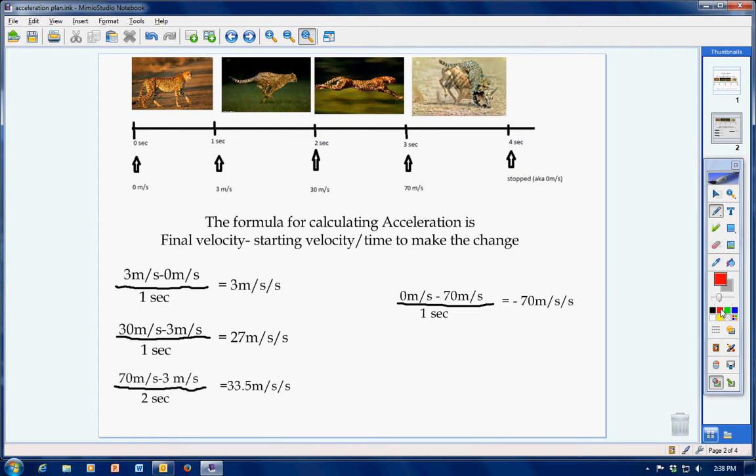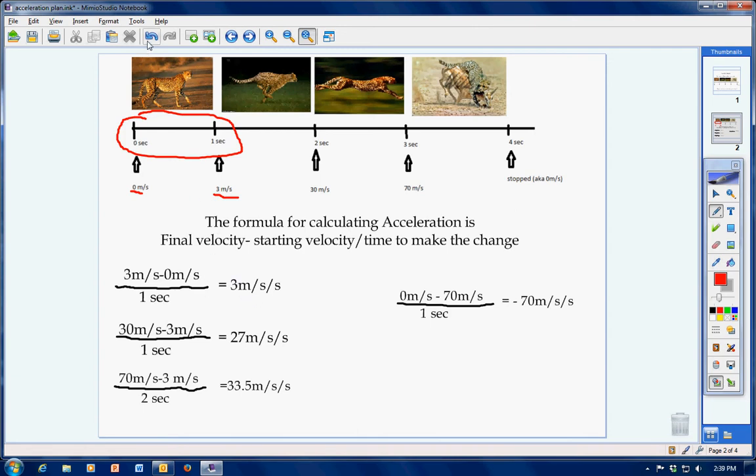If I'm looking at just this little bit right here, then I am looking at a final velocity of 3 meters per second, a starting velocity of 0 meters per second, and it's over 1 second because there's only 1 second of distance here. And that ends up being 3 meters per second per second.